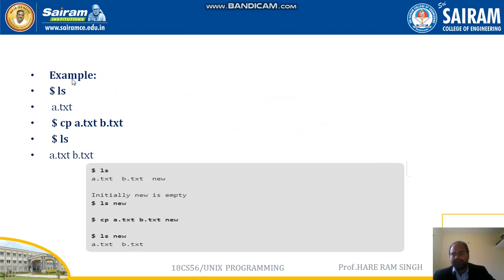Let us see an example. Suppose we have ls showing a.txt. You want to create a copy of a.txt. So cp a.txt b.txt. Now you can see with ls that a b.txt file is created. So a.txt and b.txt. Again, ls shows a.txt and b.txt, and you want to put them into a directory called new. Initially new is empty. Now ls new.